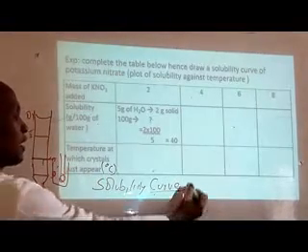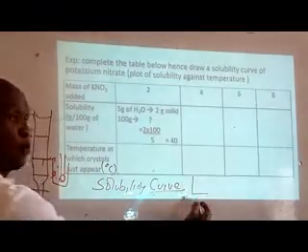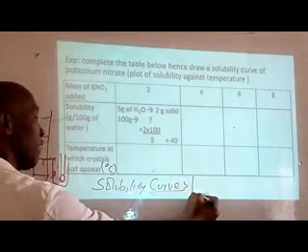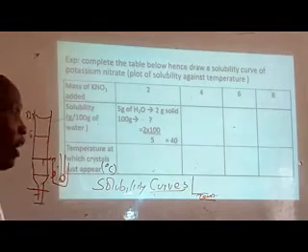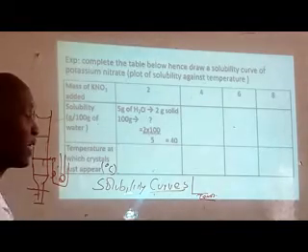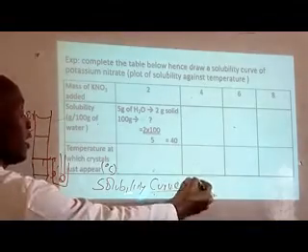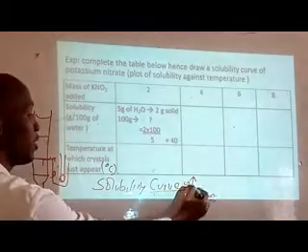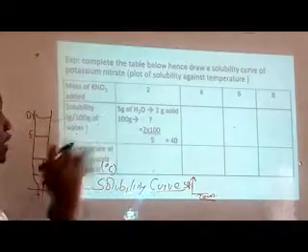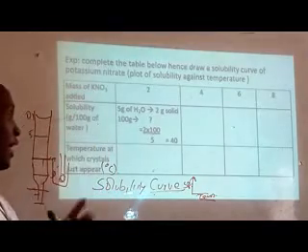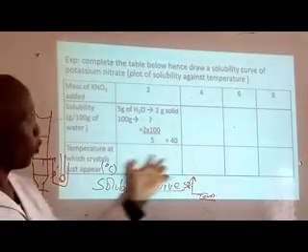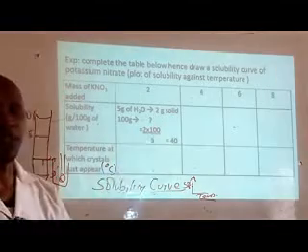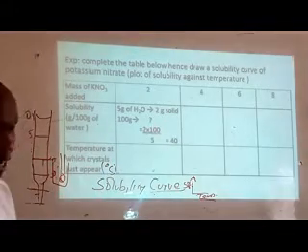What is a solubility curve? It is simply a plot of solubility versus the temperature. Temperature on the x-axis, the horizontal axis, and on the vertical axis you put the solubility. So let's do the experiment and only come back to the discussion once you have drawn your solubility curve.